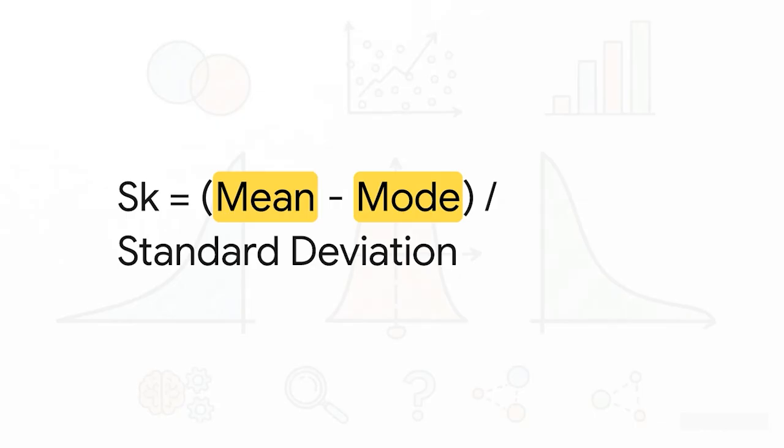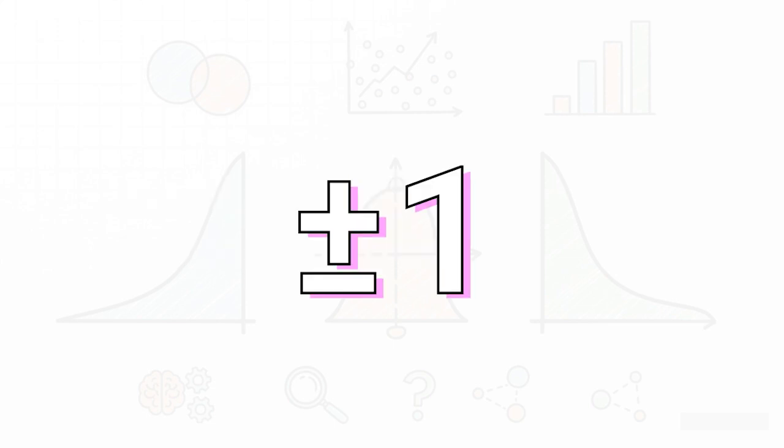And here's the formula itself. It's super straightforward. You take the mean, subtract the mode, and then divide that whole thing by the standard deviation. If you get a positive number, you've got a positive skew. If you get a negative number, you've got a negative skew. Simple as that. So what do those numbers actually mean?